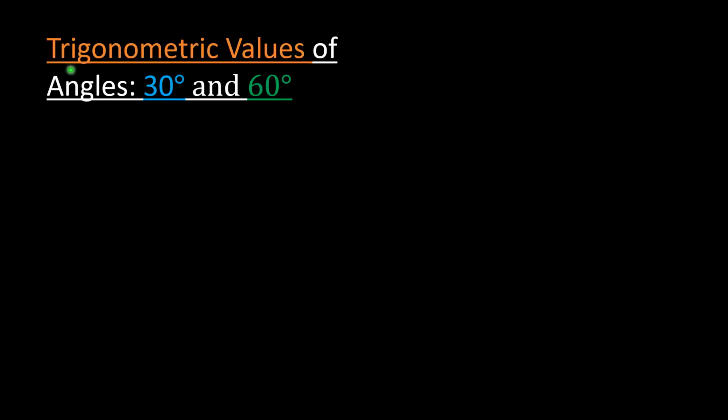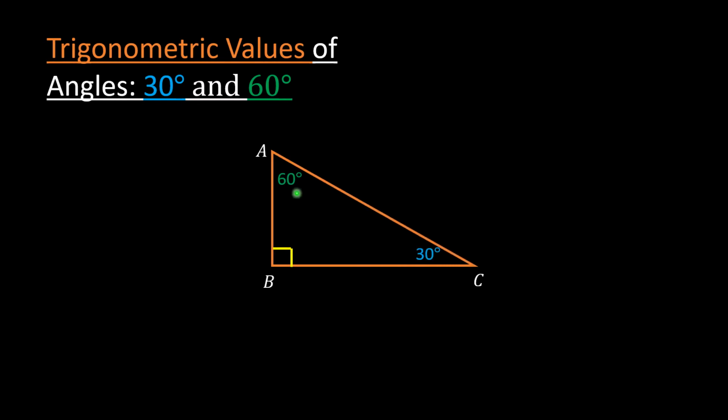Now we will write trigonometric values of angles 30 degrees and 60 degrees. We have a 30 degree, 60 degree, 90 degree right triangle ABC. We write side opposite to 30 degrees AB equals 1. Side opposite to 60 degrees BC equals root 3 and hypotenuse AC equals 2.